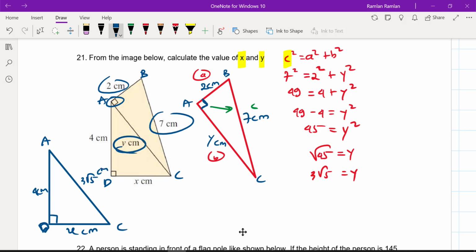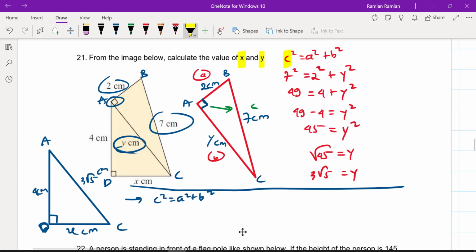Because this y value is this guy, right? So again, we can use the Pythagoras formula to find the value of x. Let's write down the formula first: c squared equals a squared plus b squared. And again, I'm going to repeat it: you need to find the value of c first in this triangle. The c is going to be this one over here, because it's in front of the 90-degree angle.